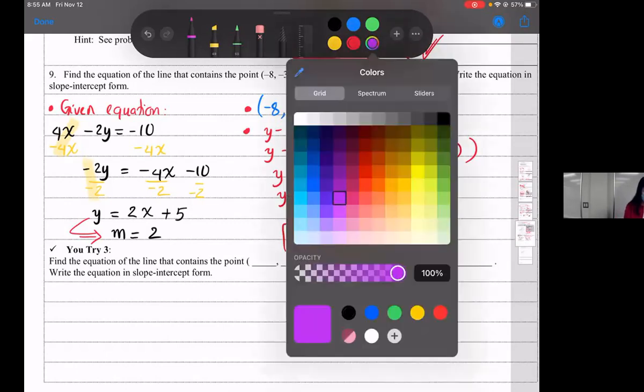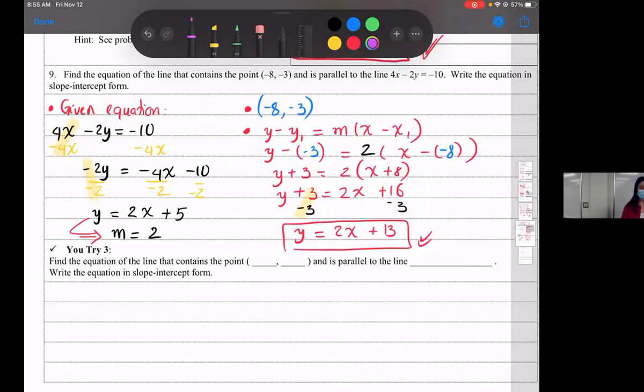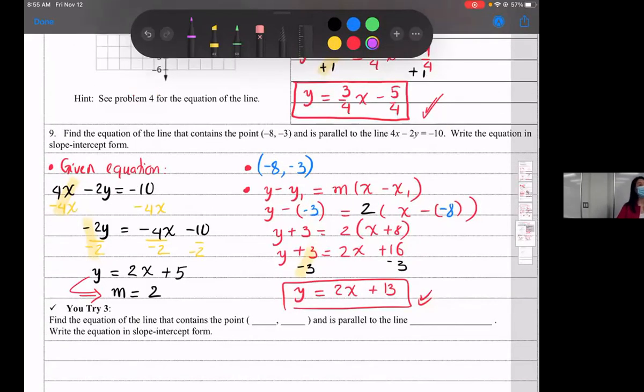Does anyone have a question on number 8 or number 9? People from home, do you have any question from number 8 or number 9? No, no one's saying anything.